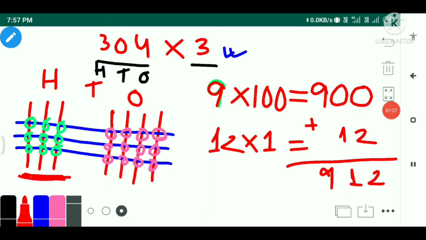Also you can do multiplication with the help of this activity. Okay, I hope you have understood this one. By the use of this activity, you can also find the answers of any multiplication. Okay, so one more I will do.